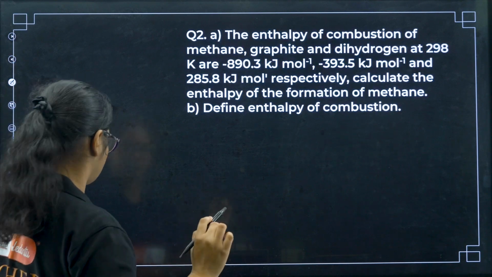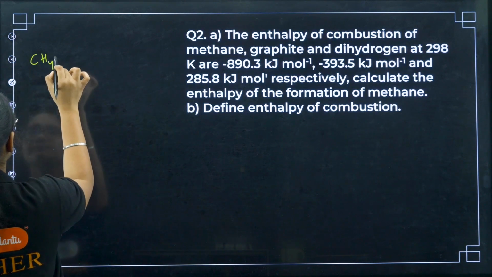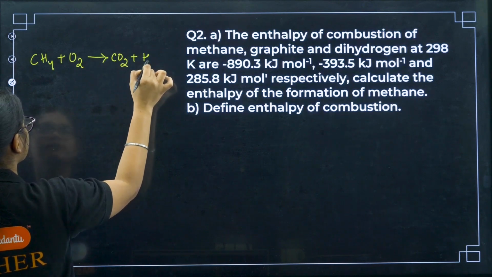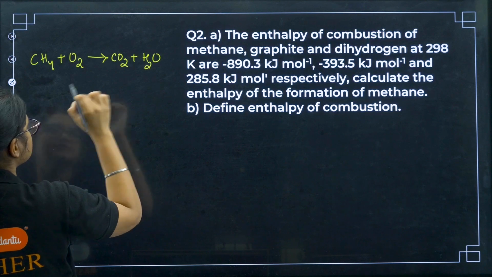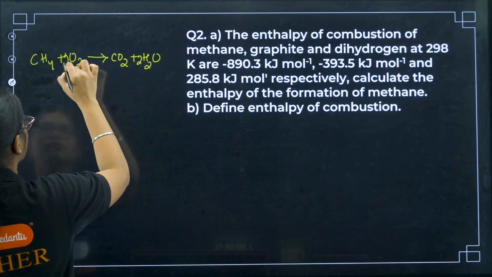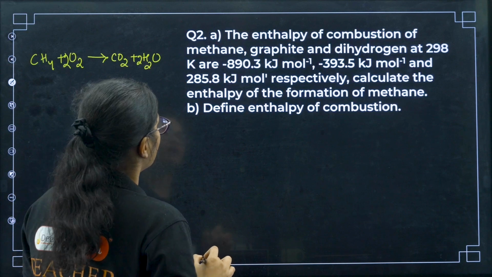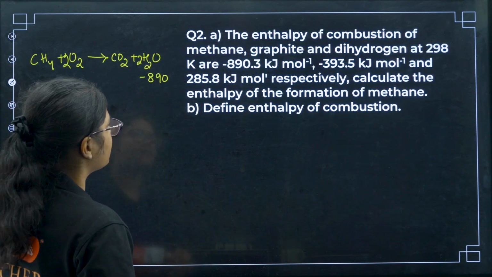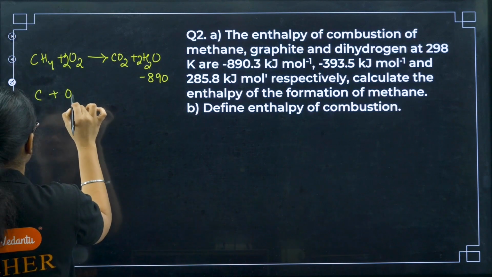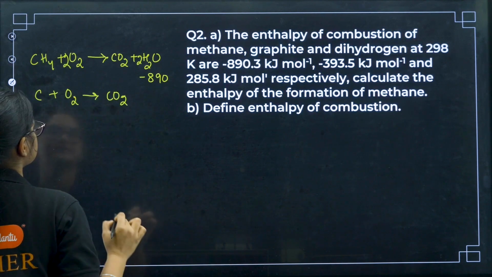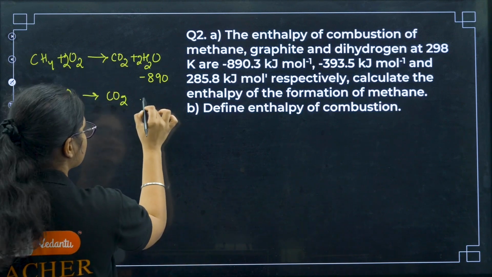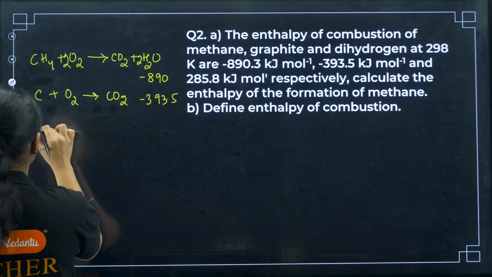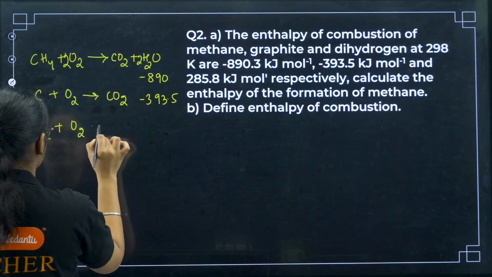Next we have the enthalpy of combustion of methane, graphite and dihydrogen. Enthalpy of combustion of methane: if I want to balance the reaction, it has to be 2O2. How much energy is given here? Minus 890. Next I have enthalpy of combustion of graphite. What is the energy released here? Minus 393.5. Next, dihydrogen.